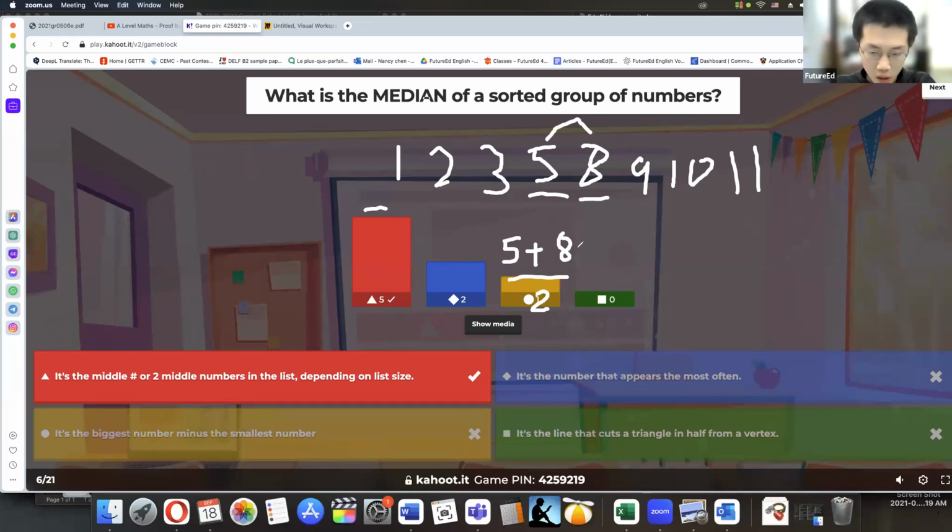5 plus 8. Can someone tell me what 5 plus 8 is real quick? Jason, can you tell me what 5 plus 8 is? Okay, Kevin put 13. Thank you, Kevin. And then after dividing that by 2, what do you get? Have you guys learned fractions, decimals? You can express it in any way. This is already a fraction, really, but can you express it in the decimal, please?